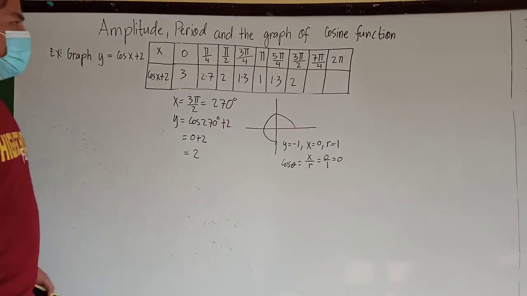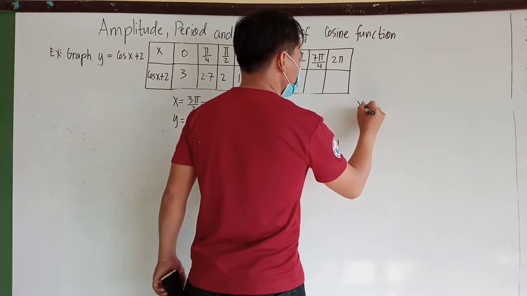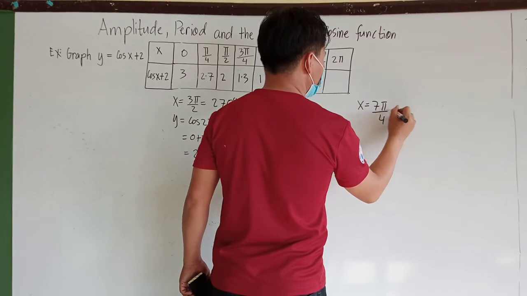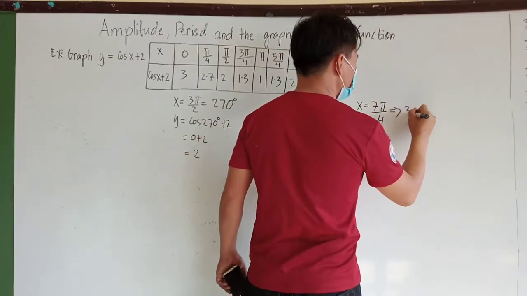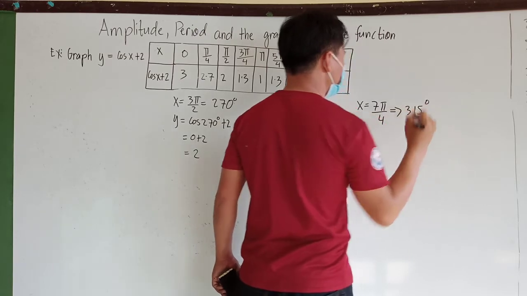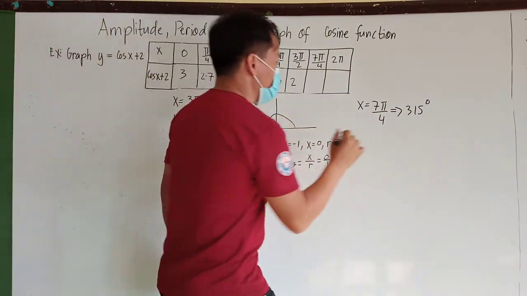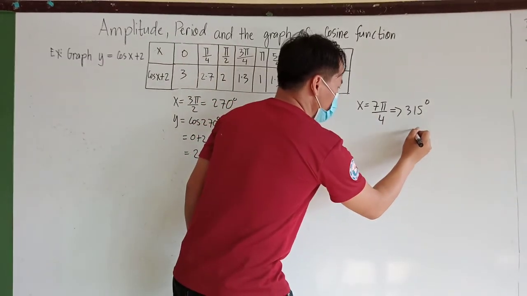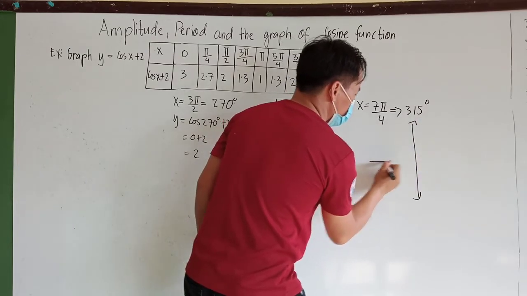Next, let us proceed now to 7π/4. So with x is equal to 7π/4, when we convert that one, that is just equal to 315 degrees. Okay? 315 degrees. So when we figure out that one using the rectangular coordinate plane, we can actually work it out.